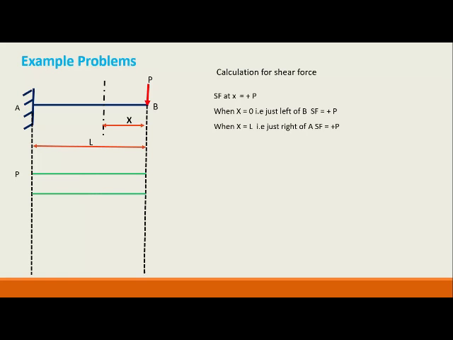So thus we can see this will be the shear force diagram, and as the force is downwards in the right of the cross section, it will be positive throughout. So this is the sign convention.